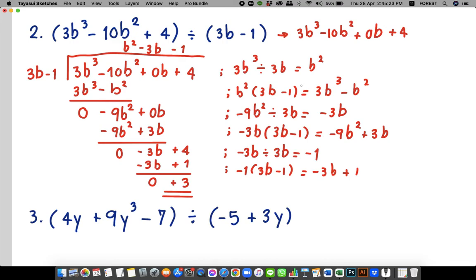So what is the answer? The answer is the quotient, that is b squared minus 3b minus 1, plus the remainder, which is 3, over the divisor, which is 3b minus 1. Finish.